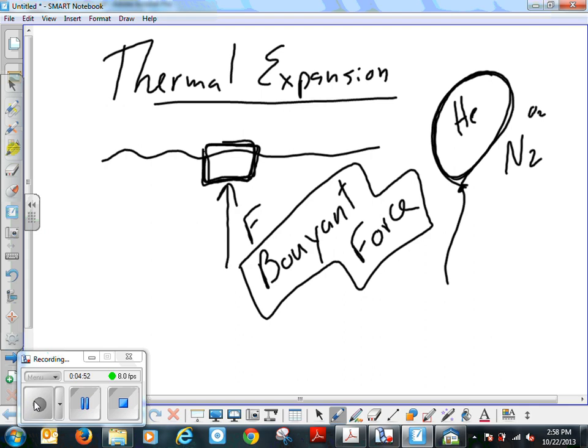Liquid is a fluid because it flows freely. Air is a fluid because it flows freely. Those are both considered to be fluids.